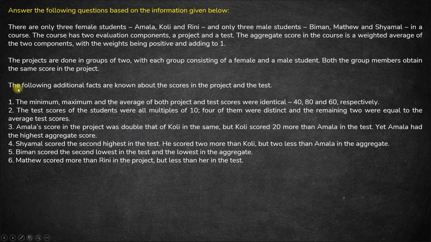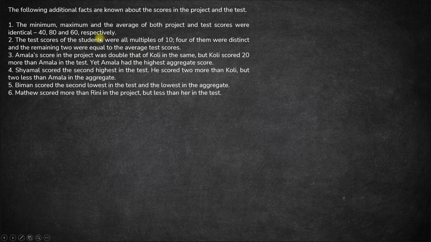Fine. The following additional facts are known about the scores in the project and the test, and these are the additional information that we have, right? So the first is that the minimum, the maximum and the average of both the project and the test scores are identical: 40, 80 and 60. Okay, so let's write this information here. We have the minimum and the maximum. So let's first talk about the project and then we'll talk about the test.